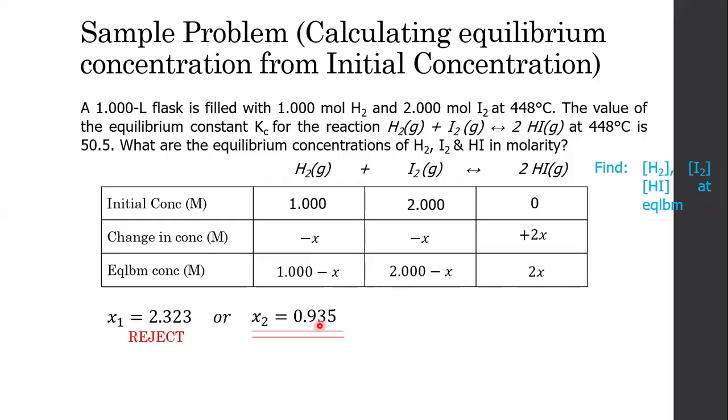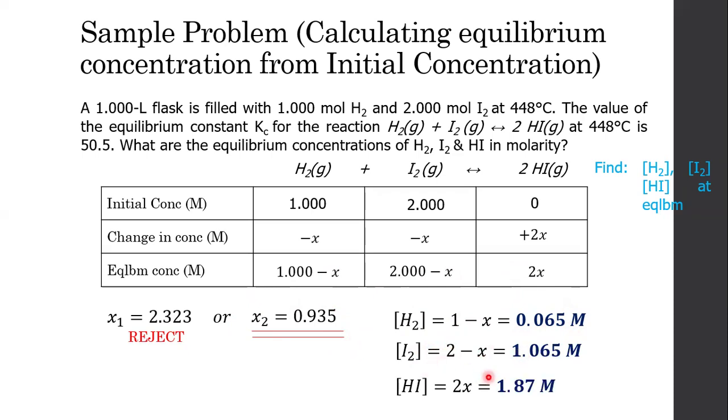Okay, so we retain this value and then we try to substitute. So H2 concentration is 1 minus x, which would give you 0.065 molar. Iodine gas, 2 minus x, is equal to 1.065. And hydrogen iodide gas, 2x, would give you 1.57. Okay, at equilibrium, the concentrations of H2, I2, and HI would have these values.